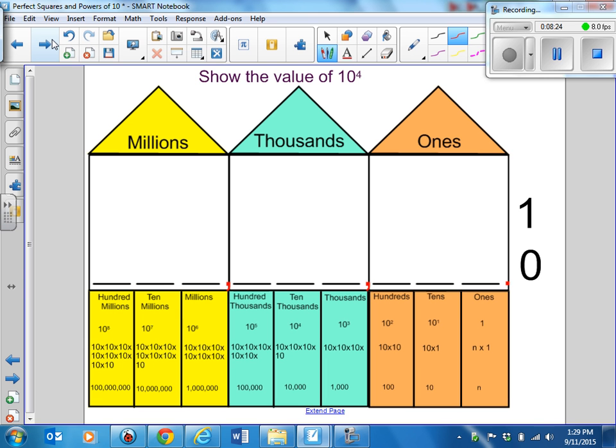All right, now we've got 4 tens that we're multiplying, and that is 10,000. Next, we have 5 tens that we're multiplying, and that would be 100,000. Okay, next we have 6 tens we are multiplying, and that is 1 million. And this should have been a 10 to the 7th, so we have 7 tens that we're multiplying. And on that one we get 10 million.